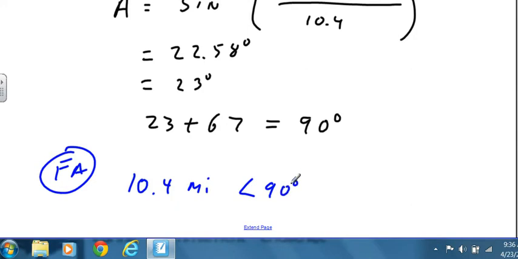Okay. But in order to solve the problem, I had to recognize, okay, I can use law of cosines, and then I can use law of sines, and then I can get an answer. All right, was that okay? Yeah, why not? Number 14.